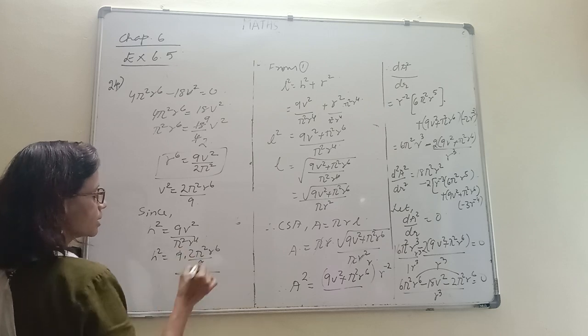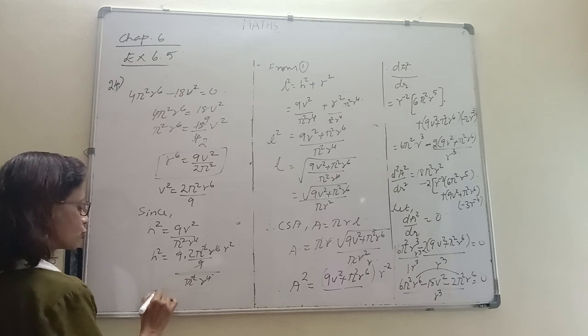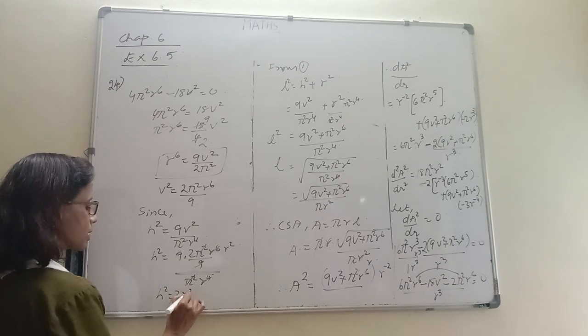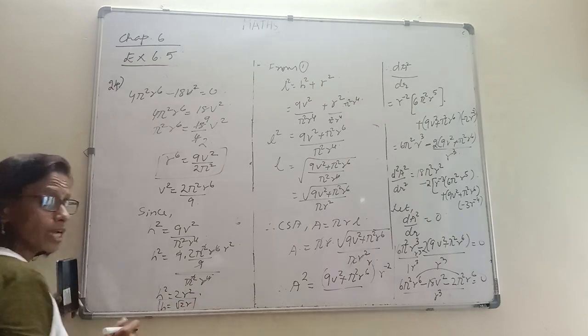So this is cancelling. The pi squared can get cancelled. This also can get cancelled. Fine. So you're left with h squared as 2r squared. So h is equal to root 2r. That's exactly what they ask us.